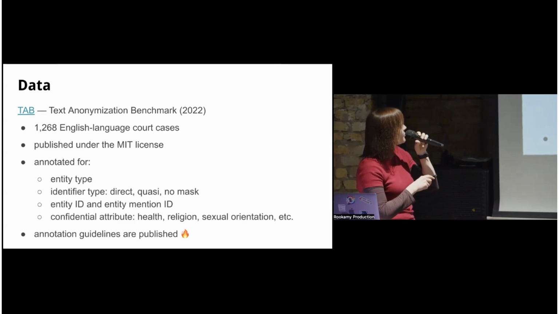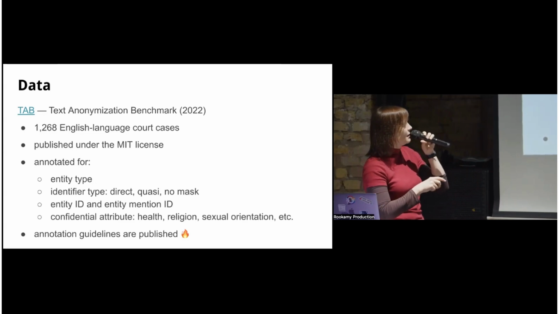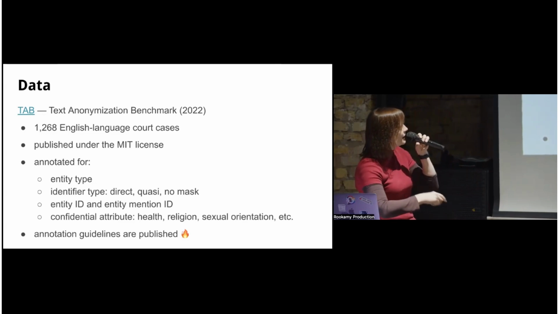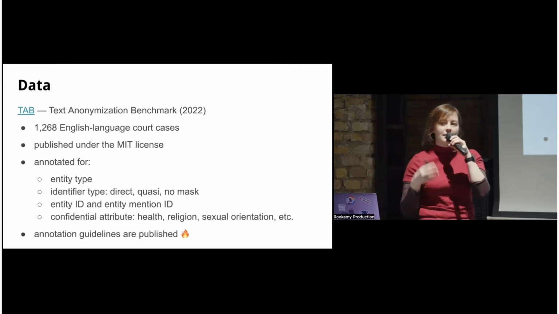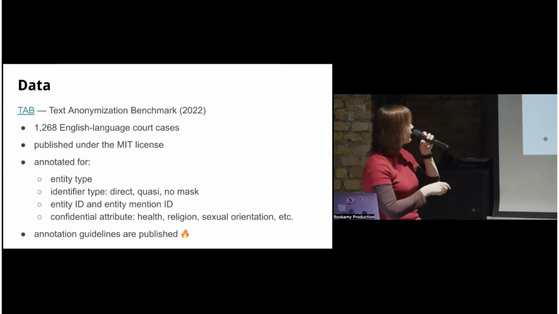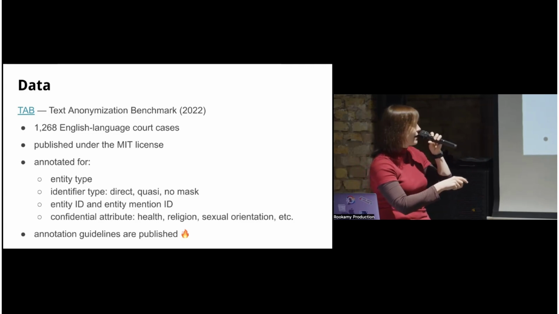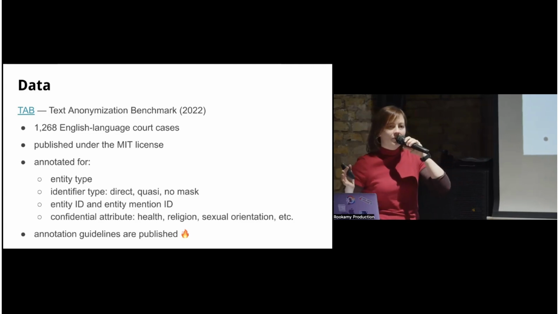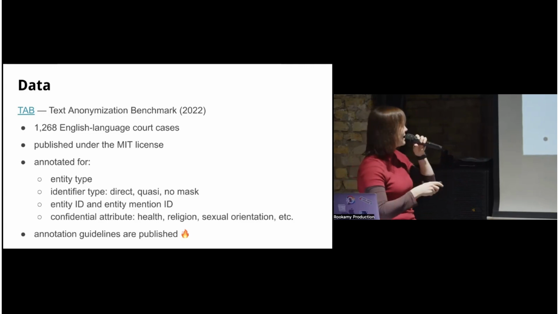It's a huge data set. It's published under the MIT license, which is great. Anyone can use it. And they included annotation guidelines because they manually annotated these court cases for a variety of things: for entity type, for whether it's a direct identifier, indirect (quasi is the same as indirect), or whether this entity doesn't re-identify anyone, so it doesn't have to be masked.